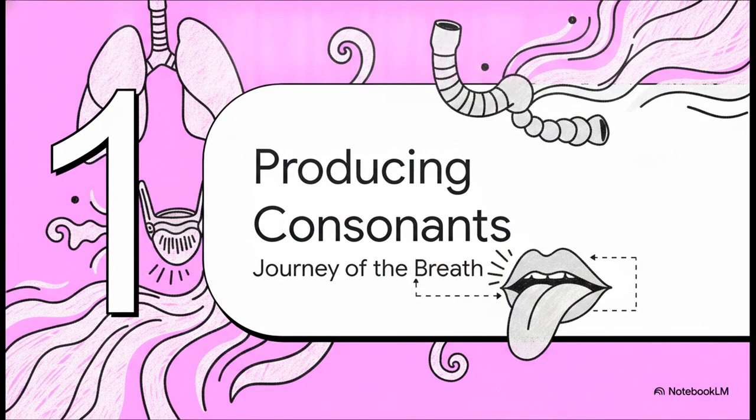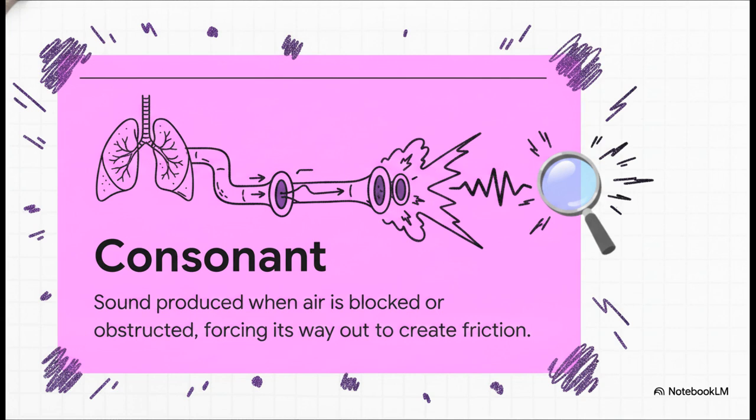All right, section 1, how we produce consonants, the journey of the breath. Before we jump right into the alphabet, I want you to think about what physically happens every single time you exhale and decide to speak. Because a consonant isn't just a squiggly line on a page. It's a physical event. By definition, it's a sound produced when air coming from your lungs gets blocked or obstructed, forcing its way out of your mouth and creating friction. Because of this real physical force required to push air past an obstruction, consonant sounds are inherently strong and hard. They literally take effort to make.